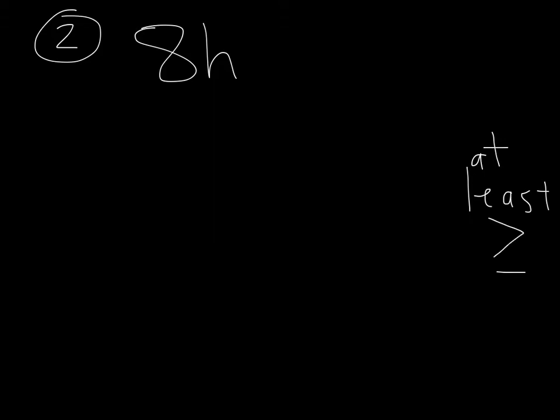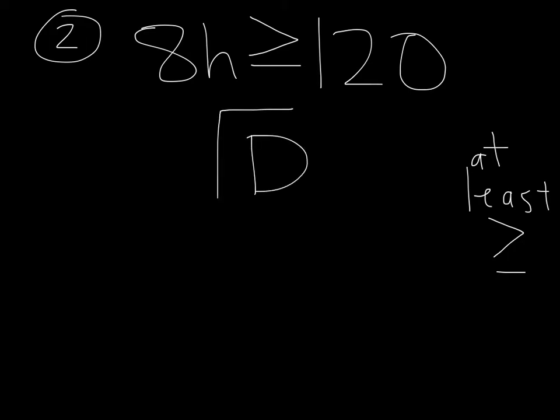Number 2 says Ling earns $8 per hour, 8 times the number of hours. Which inequality can be used to find how many hours he must work in a week to earn at least? At least does not mean less than. At least means greater than or equal to. So when it says you want to earn at least $120, then you're going to say I want to be greater than or equal to $120. So that is the inequality, and that would be letter D on number 2.